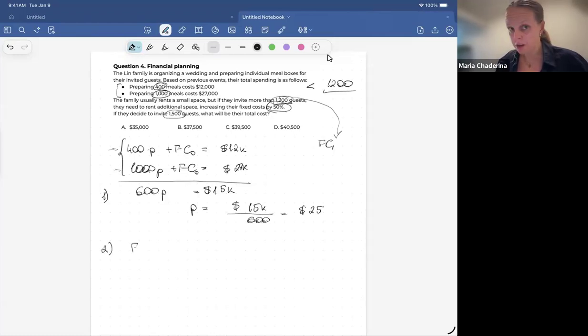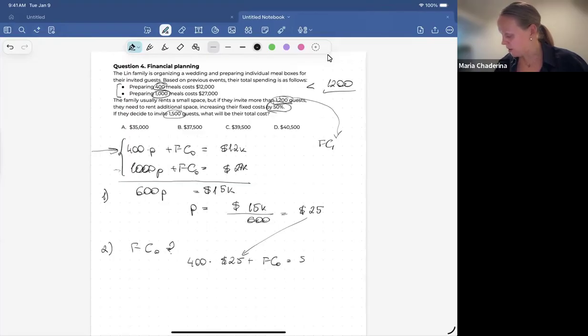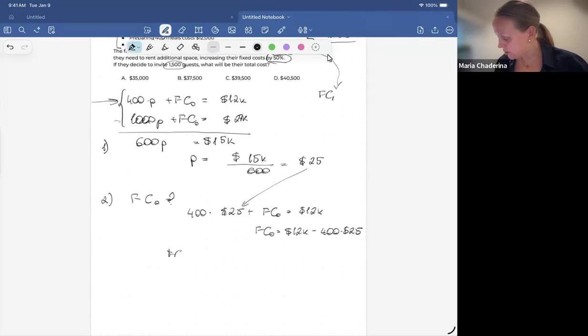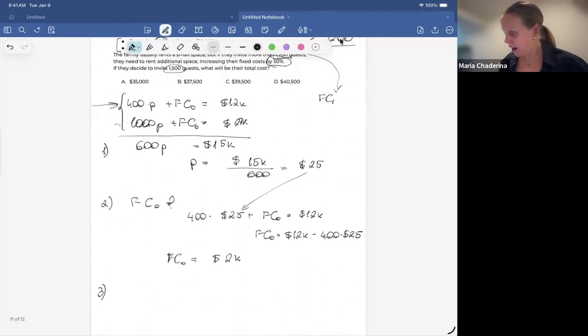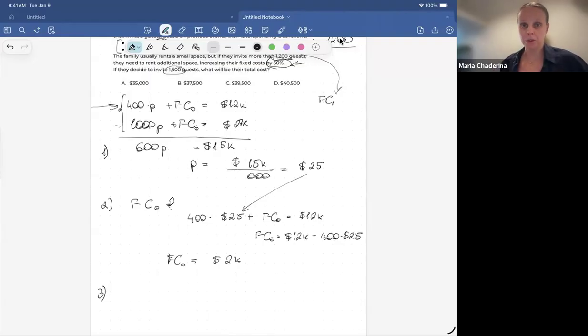The next thing I'm going to do, so this was the step number 1 to figure out P. Step number 2 is going to be to figure out fixed costs. So fixed costs, let's take this first equation. It's going to be 400 times per unit price of $25 plus the fixed cost that I'm trying to find is going to be equal to 12,000. Okay, so fixed cost 0 then is 12,000 minus 400 times the $25. Okay, so then fixed cost 0 is $2,000.